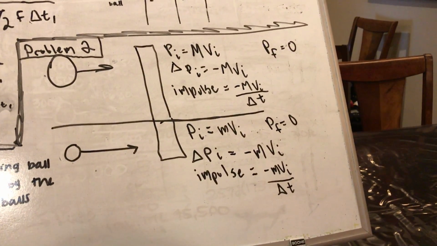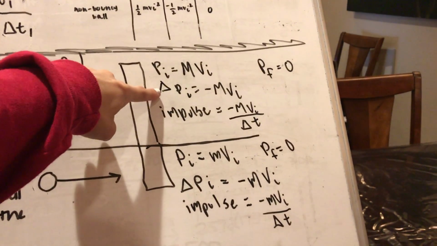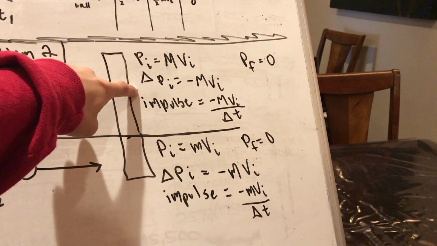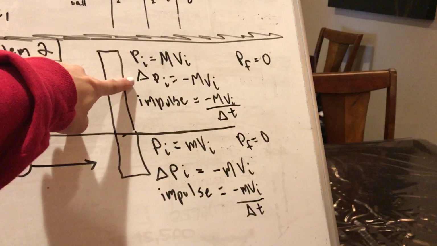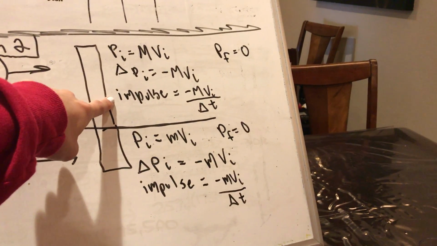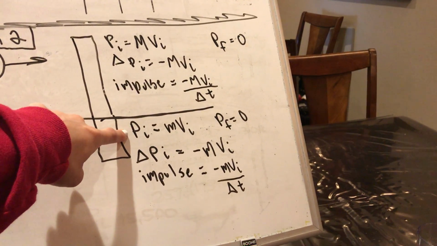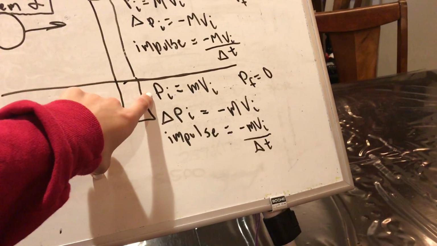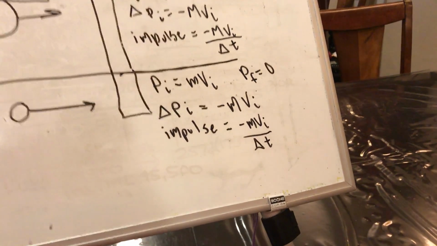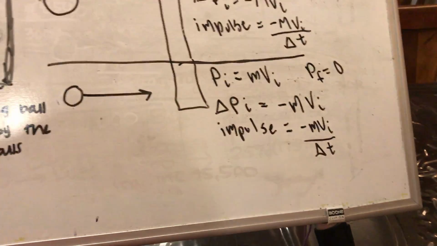The initial momentum is the big mass times velocity initial. Final momentum is 0. The change in momentum is negative MVi. Impulse is equal to negative MVi over delta t, but because it has a bigger mass, it has a greater impulse, whereas the initial momentum of the billiard ball is represented by the small m, meaning a smaller mass. We don't know the number.